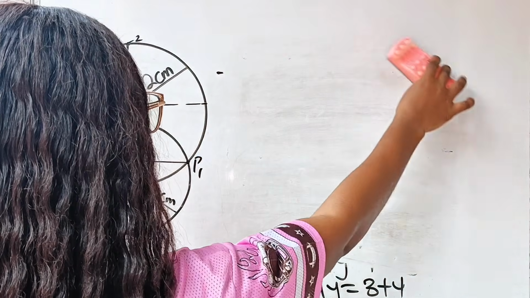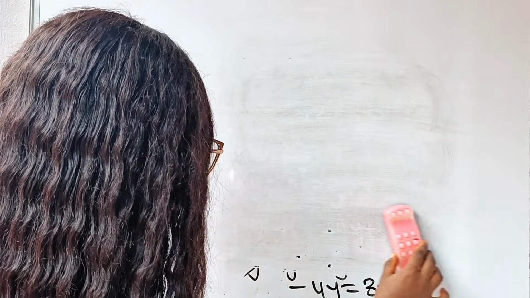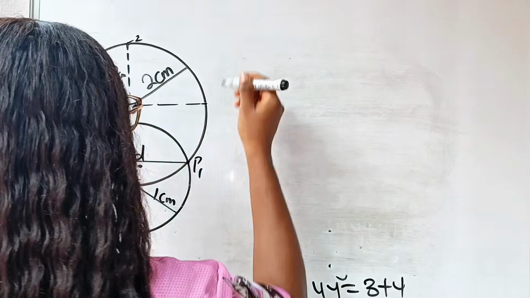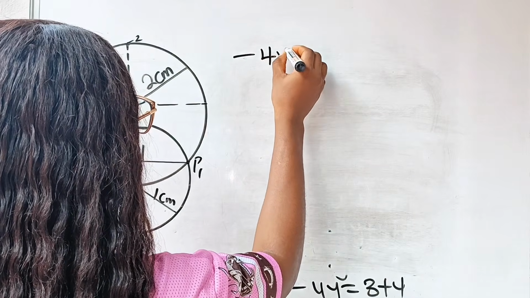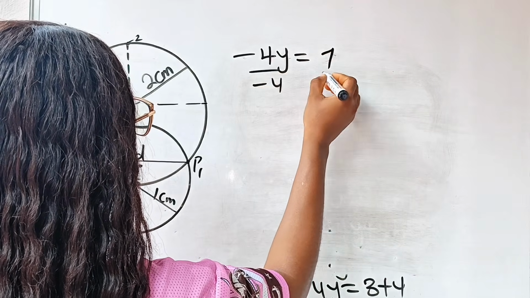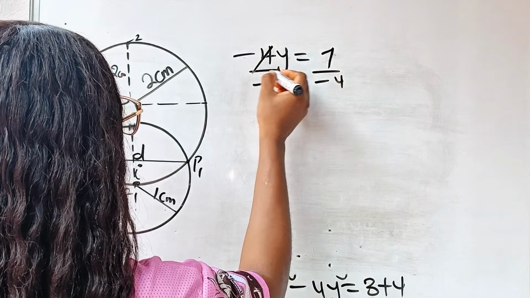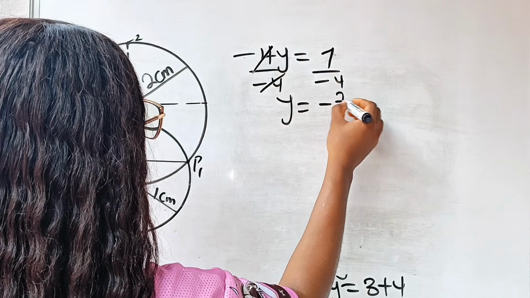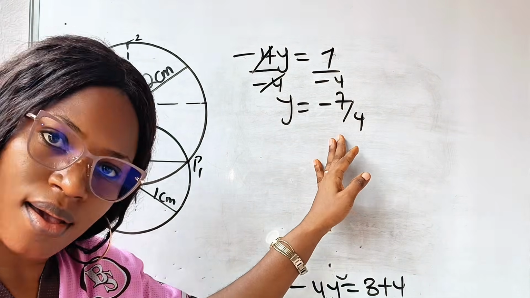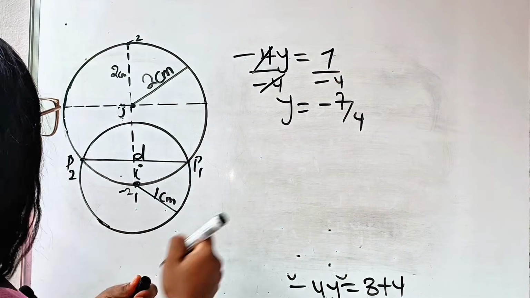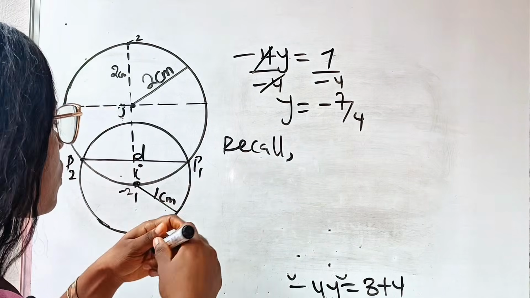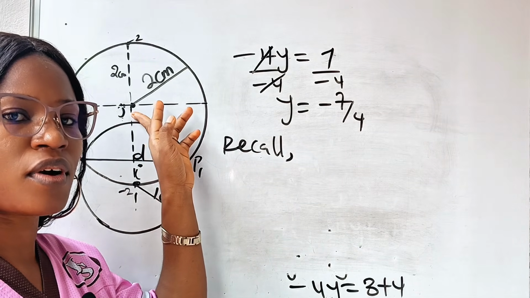Okay, so now we have minus 4y is equal to 3 plus 4. So we have minus 4y is equal to 7, right? Here my volume tripped off and I didn't notice, so let's use a voiceover. What I actually did is I divided both sides of the equation by negative 4 to get y equals minus 7 over 4.